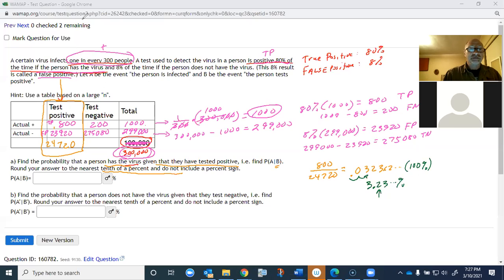Okay, let's just verify that. 3.2. They took it out more than tenths, but there's a margin of error, so you only have to go to the 3.2.